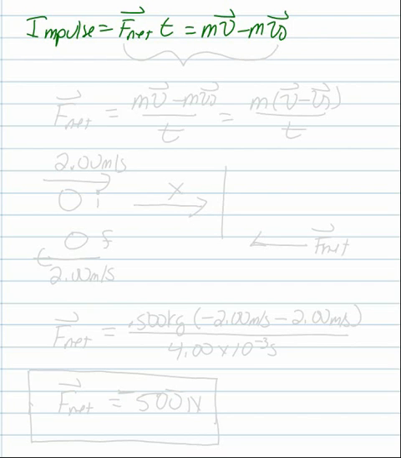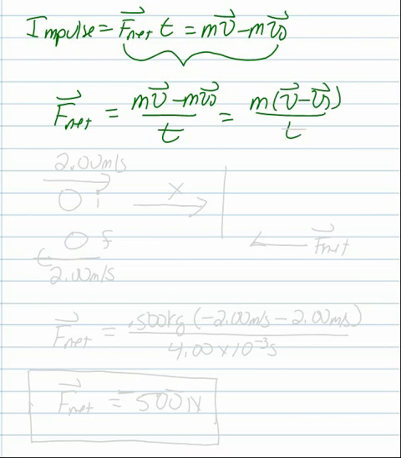So you were told it moves toward a wall at 2 and then rebounds back at 2 meters per second. Well, what I really want to do is find the force, so I'm going to use this portion of the equation to get the force. F net equals mv minus mv0 over t. Well, we could even factor things out. m times v minus v0 over t.